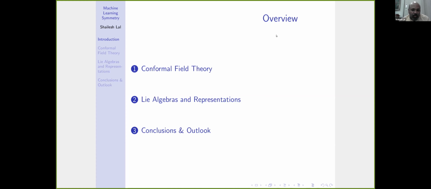So this is essentially an overview of what I'm going to talk about. Most of the talk would be about the work on conformal field theory, and I'll talk a little bit about what we did on Lie algebras and representations, and then that's it.